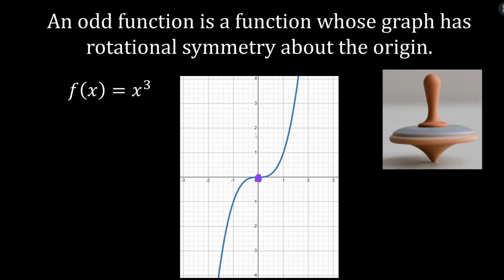And rotational symmetry means we're kind of thinking about this like a top. That's why I have this picture here. So imagine if this top here, the point, were on the origin, what would happen if I spun this top? That's what I want to think about doing to this function. I want to spin this function. I want to rotate it exactly 180 degrees. That's what we mean by rotational symmetry about the origin.